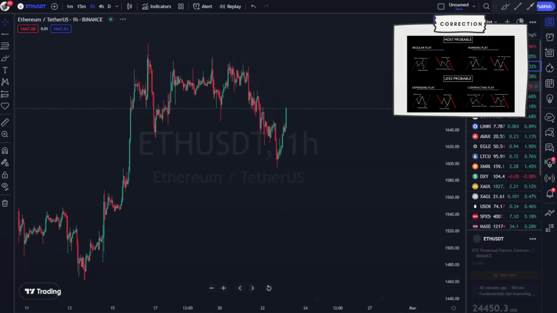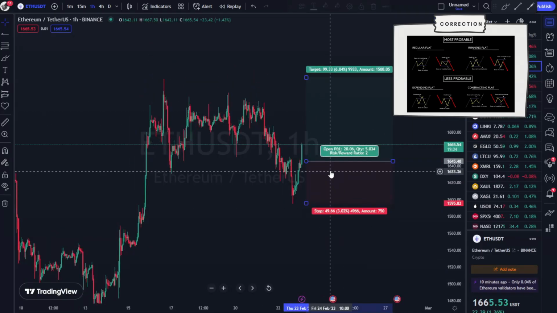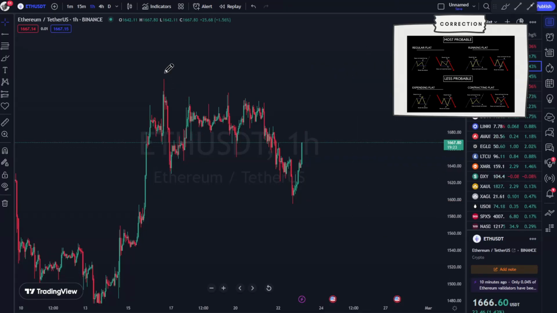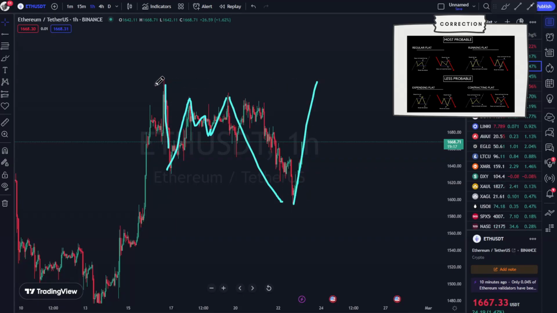This one, all right, Ethereum. So you see, I just showed my friend how to take this trade. This was your setup, etc., but I didn't take it. But now I hope he's in it. Still, this was a regular flat because this is probably your ABC right there, drop, and this is your drop, and this will probably come and retest the top.